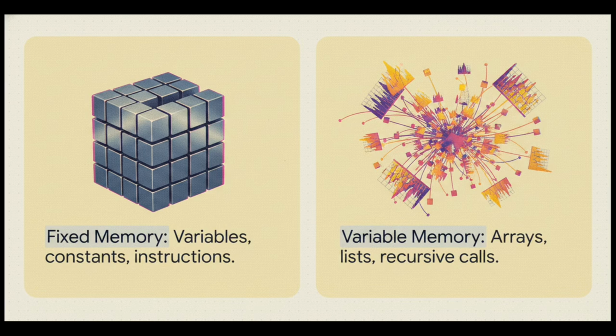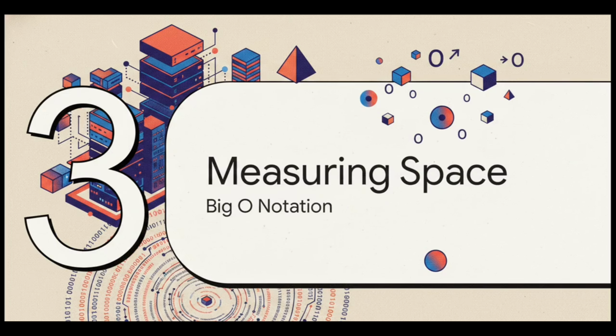But then, we have variable memory. This is the wild card. We're talking dynamic arrays, lists, and recursive calls. Variable memory balloons dynamically depending on your input size. So if your data goes from 10 items to 10,000 items, your variable memory requirement is going to scale right along with it. So, Section 3, measuring space using big O notation.